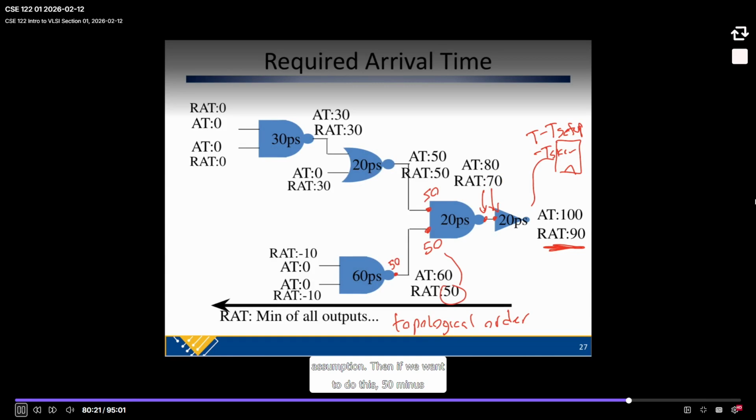And if we want to do this, 50 minus 60, the delay is 60. Here I end up with negative 10 and negative 10 required times. We got into that negative region, right? That's probably bad. But in the top path, we can do the same thing. 50 minus 20, we get 30. 30 minus 30, we get 0. So the required time at those inputs on the top is 0. Now, you can already tell the negatives are probably bad, but how bad and why and so on.